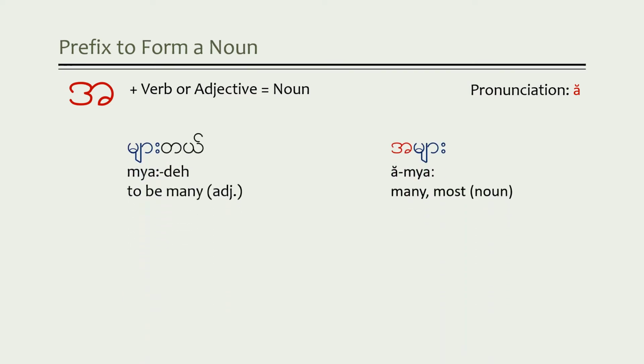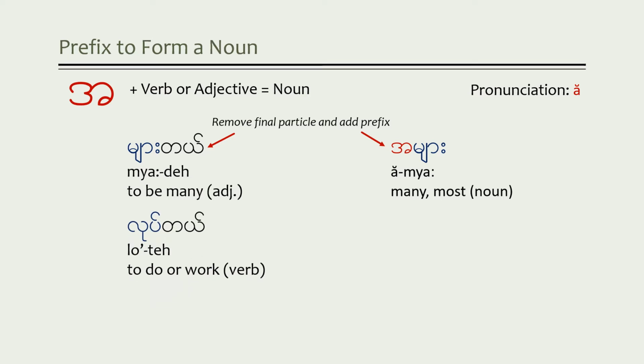So in this example, the adjective myare means to be many. But you often use that as a noun when speaking about many or most people. So notice that's pronounced amya. Now notice how I changed the word. I removed the final particle from the end of the root word and added the prefix a. A prefix is added before something.